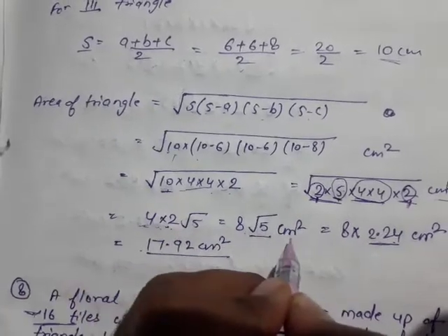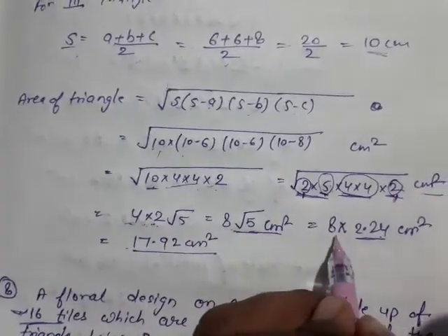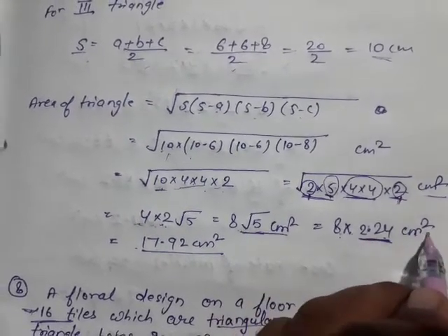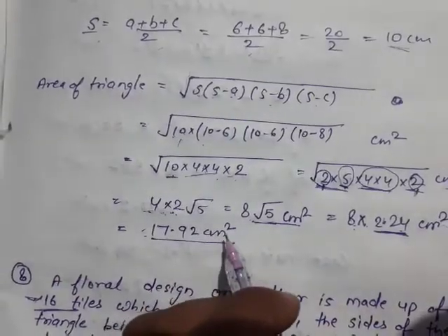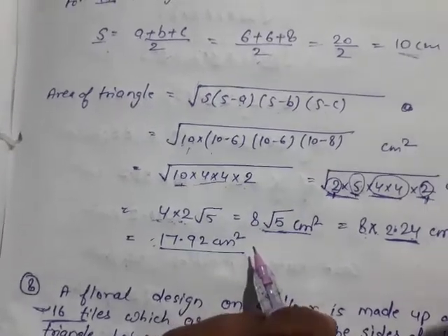So 8 root 5 centimeter square is the area of the triangular part, and the value of root 5 is 2.24. So 8 into 2.24 centimeter square equals 17.92 centimeter square. It is the area of the third triangular part.